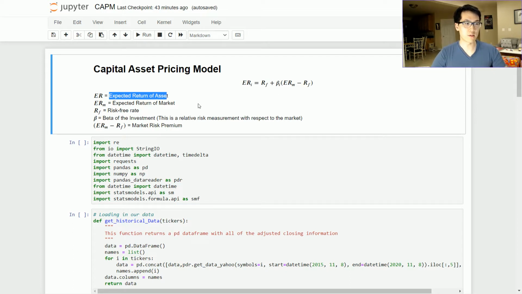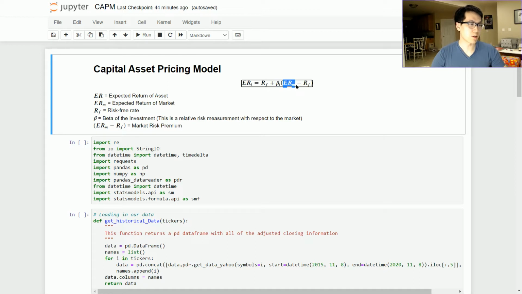The RF is our risk-free rate. That is largely related to T-bills, treasury bills, or bonds, 10-year, 5-year, 1-year, whatever. You've got your beta term, which we will find out. It's essentially your slope between your expected returns on a daily or monthly basis. It really depends on how you want to tweak your model.